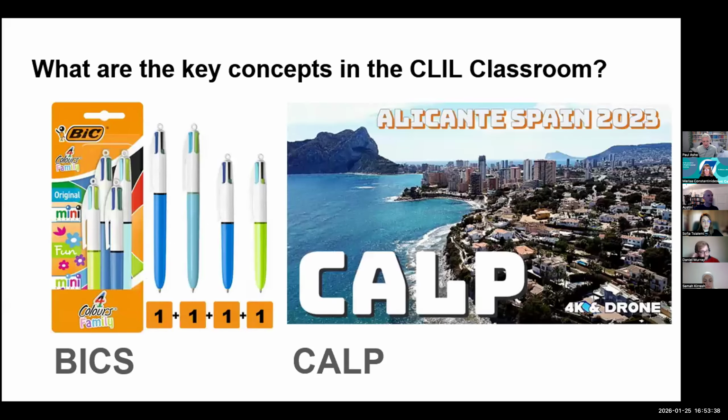Here are the two acronyms, BICS and CALP. CALP is a village in Alicante, Spain, okay? But that's not what it stands for. And BICS, I hope you get very excited when you get one of these pens. I'm showing my age, I suppose. I used to. That was the level of technology I was used to in my day, you know.